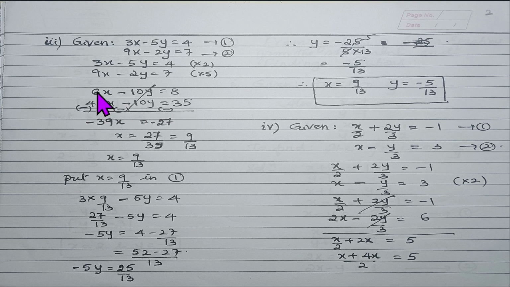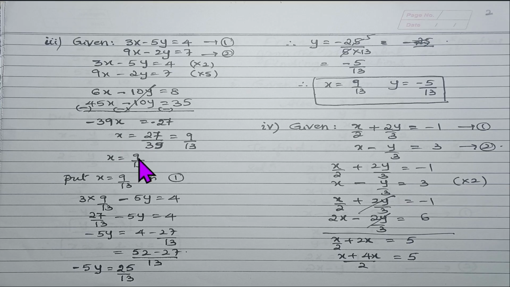So when I subtract it, 6x minus 45x is minus 39x, minus 10y minus into minus becomes plus, plus 10y becomes 0. So please understand here, this has to be plus here, not minus, make it plus there. And 8 minus 35 is minus 27, so x is equal to 27 by 39, so it is 9 by 13. So the value of x is 9 by 13.